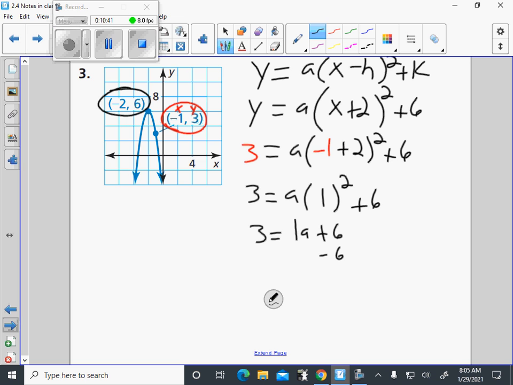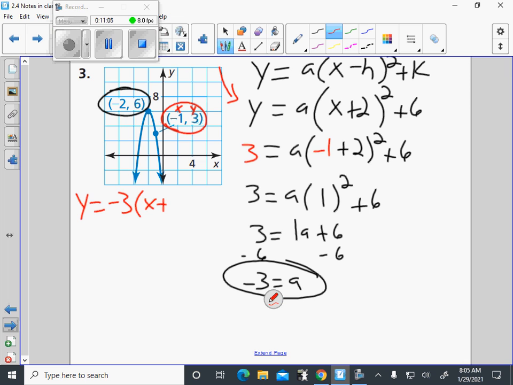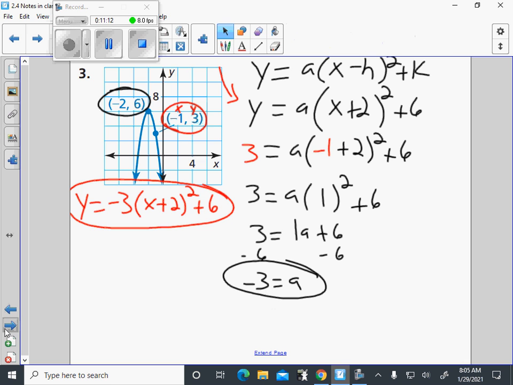Now I'm going to subtract 6. I'm left with negative 3 equals a. Okay, so that's negative 3 equals a. Now I can plug it in to my final equation. Y equals negative 3 times x plus 2 squared plus 6. Final answer.